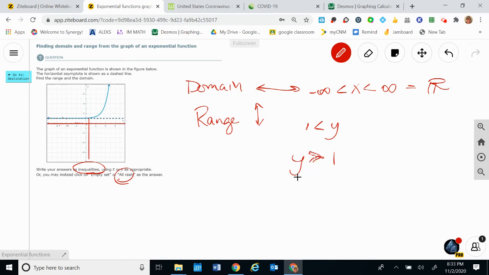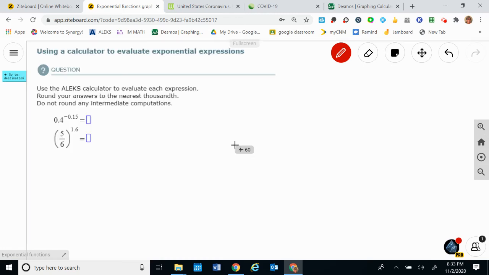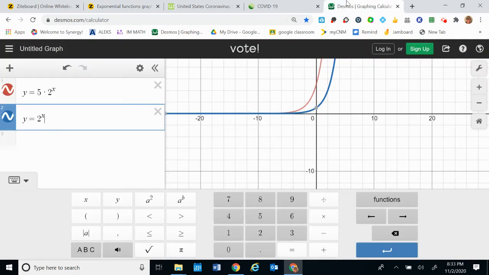Okay, next. Use the calculator to evaluate each expression. Basically, this is, can you plug in decimals? And that is it. Literally, that's all it's asking you. It's asking you to recognize that there's an exponential button that works here.